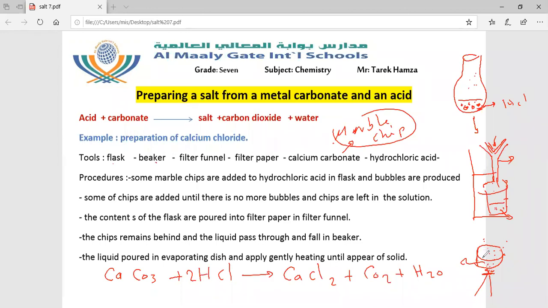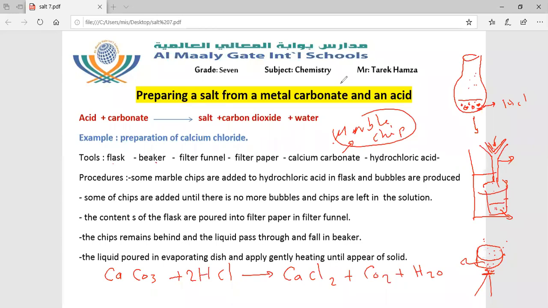Ruba? Yes, mister, can you repeat the experiment of calcium chloride? Please raise your voice. Mister, can you repeat the experiment of the calcium chloride? Yes, please. Okay. Listen to me carefully. I will repeat the experiment of calcium chloride again.